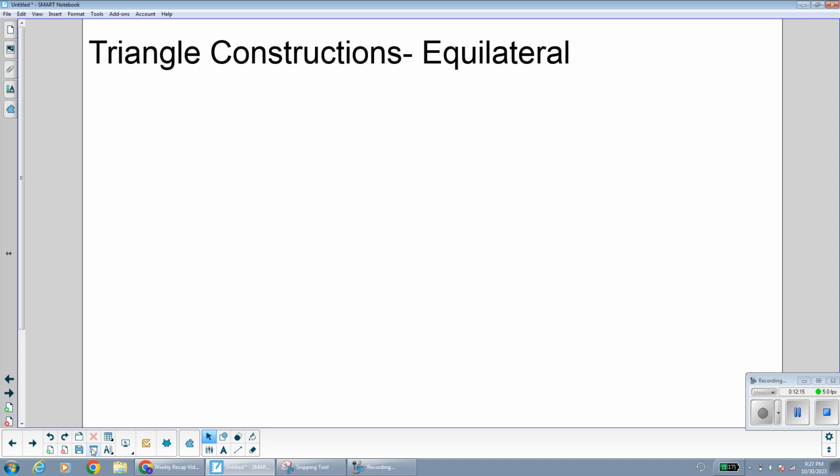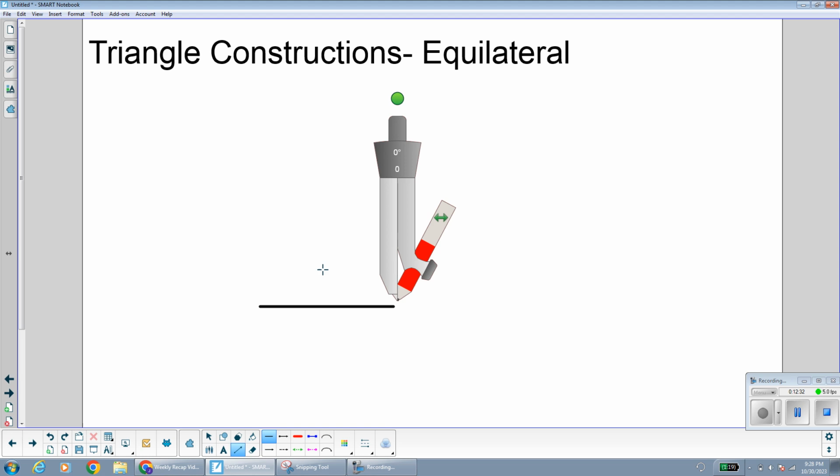Okay, we're going to construct an equilateral triangle now. For an equilateral triangle, I just need a line segment to start with. Since it's an equilateral triangle, all of the sides are going to have the same length as this line segment that I created over here. They're all going to have the same side measurement as this line segment.